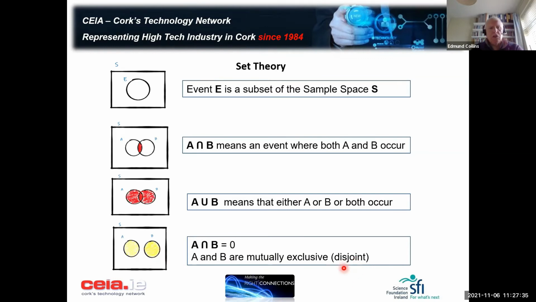So really, in relation to set theory, that's it. The A intersection B, or A and B, where A and B both occur, or in this case, A union B, where A or B or both occur, and when A intersection B equals 0, they're mutually exclusive, disjoint sets.